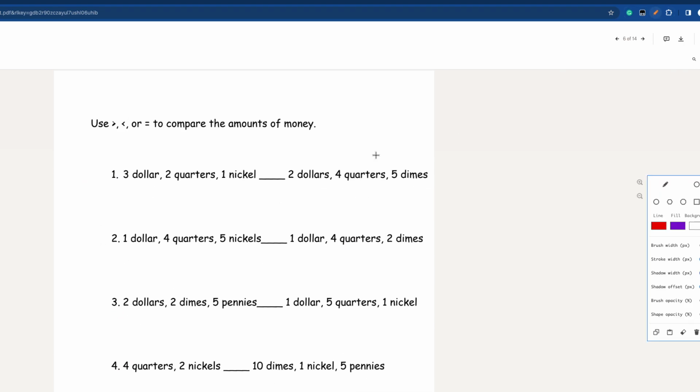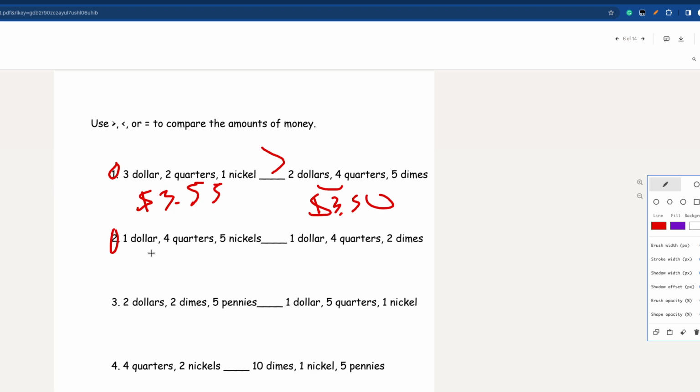All right, let's do 2 of these problems. Use greater than, less than, or equal to compare the amounts of money. Number 1: $3, 2 quarters, and 1 nickel. So $3 plus 2 quarters, each is 25 cents, so that's going to equal $3.50. Plus 1 nickel, so that's going to equal $3.55. The other one is $2, 4 quarters, and 5 dimes. So this is going to equal $3, and 5 dimes is going to equal 50 cents. So what is greater? This is going to be the greater than sign.